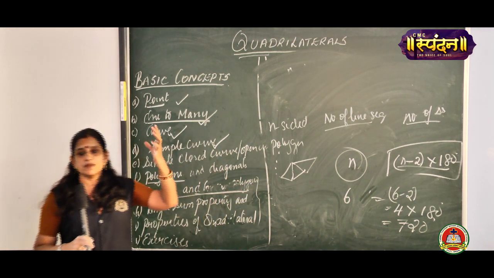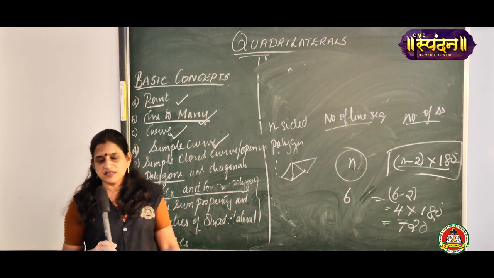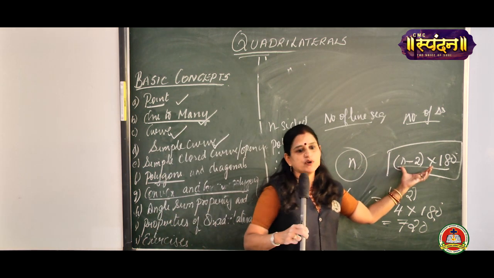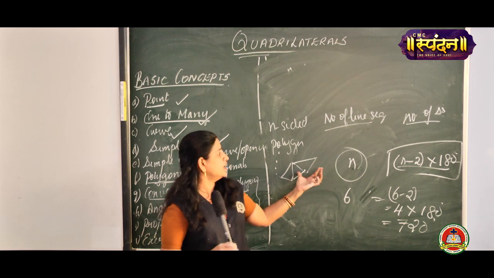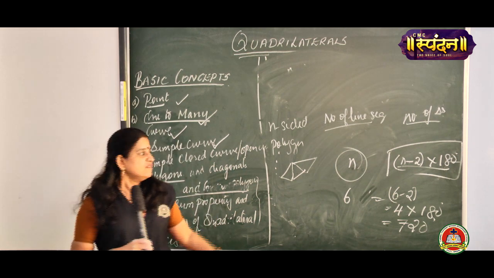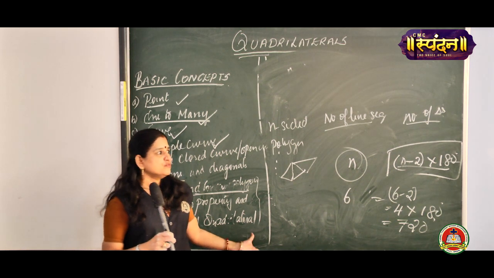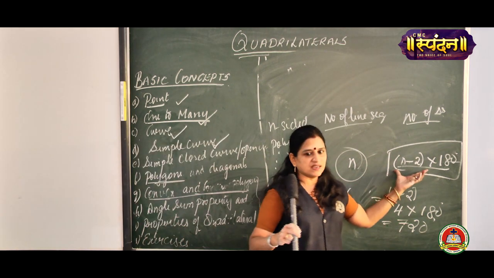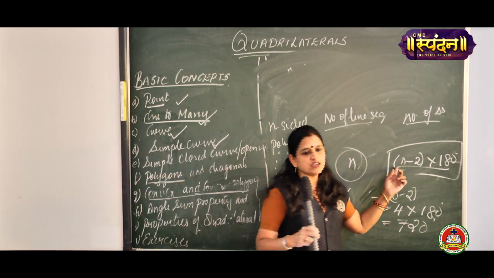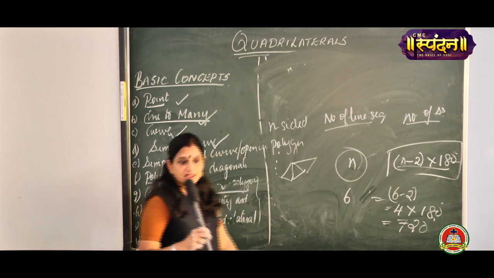So without drawing the figure, without getting confused, now you can find the angle sum property of any polygon. Using the triangle as the base, I showed you how to prove the angle sum property of a triangle, that is 180 degrees. Using the triangle, I have now derived the formula for any n-sided polygon. The formula is n minus 2 into 180 degrees, where n stands for the number of sides of a polygon. Suppose you are asked to find the angle sum of a decagon. How many sides are there in a decagon? 10 sides. So you put the value of n as 10. 10 minus 2 is 8, 8 into 180 degrees.